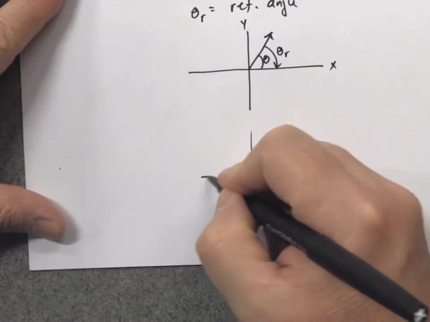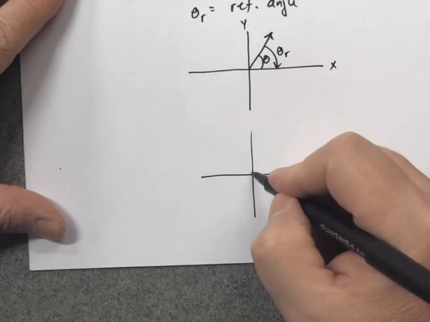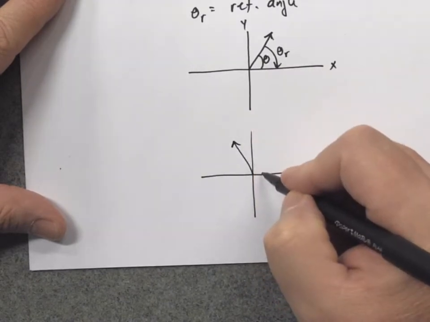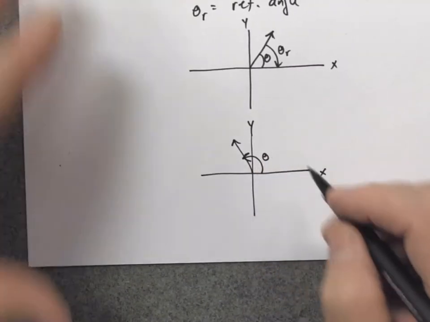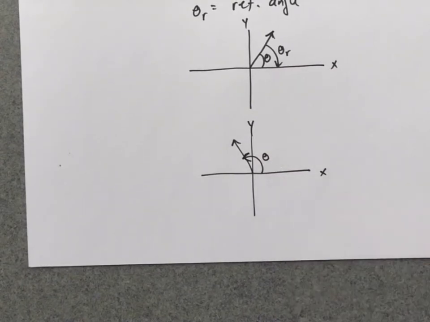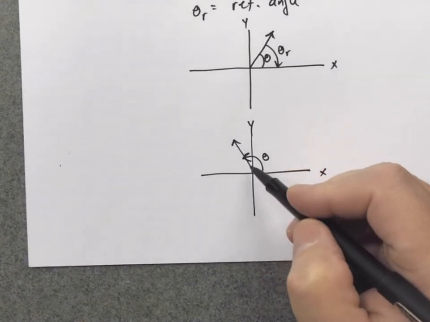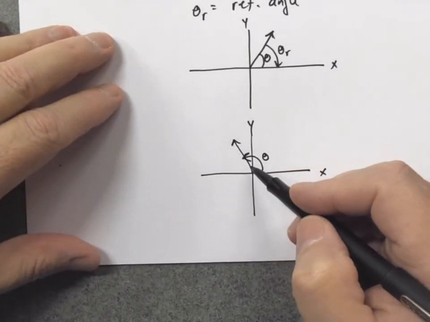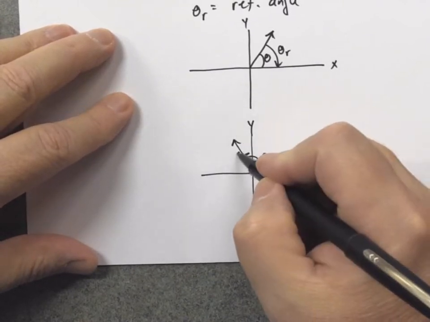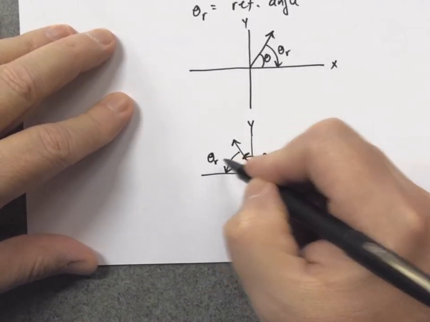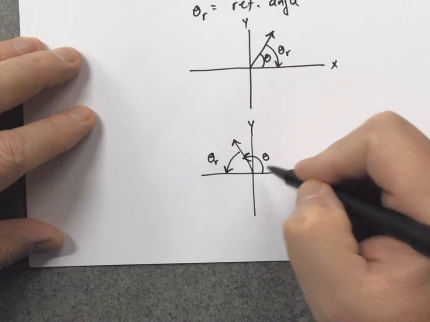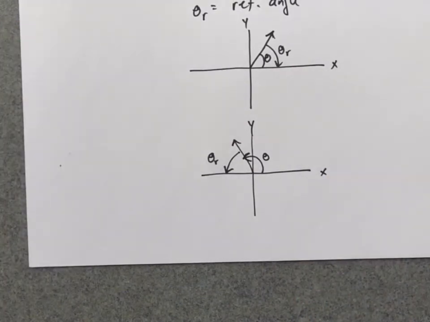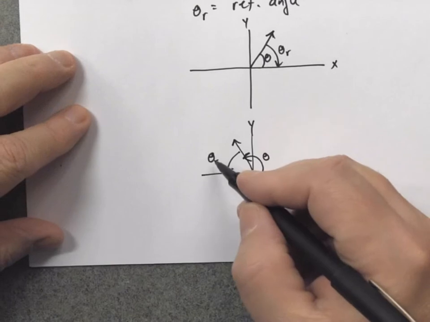However, what if this is my initial angle, and then I ask for the reference angle? Well, the shortest distance, or the smallest angle back to the x-axis, in this case, is this. Because this angle is much shorter than this angle. And the reference angle is always the smallest angle back to the x-axis.